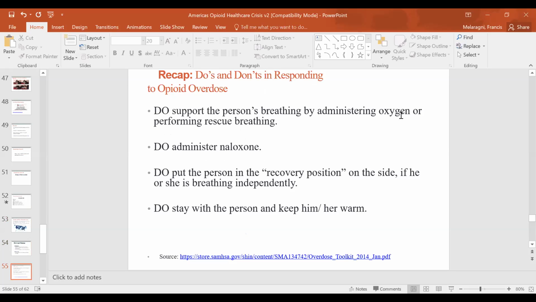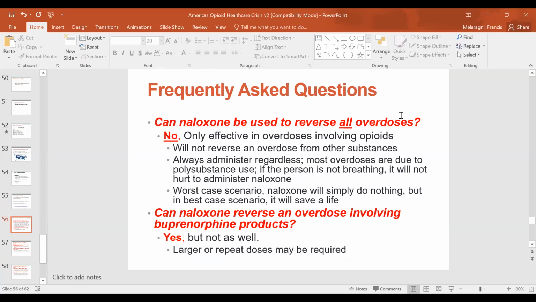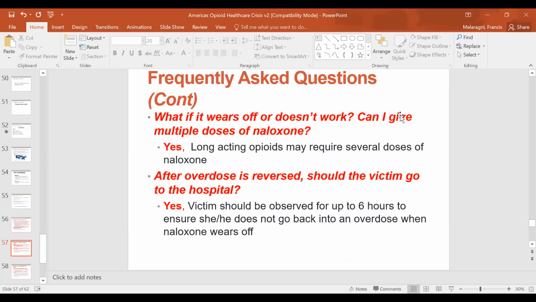Okay, so I hope that answers all of your questions. But there are a few more things I want to cover. Can naloxone be used to reverse all overdoses? Unfortunately, no. It's really just for opiates. Can you give multiple doses? Yes. If the overdose is reversed, should the victim go to the hospital? Absolutely. Very important.